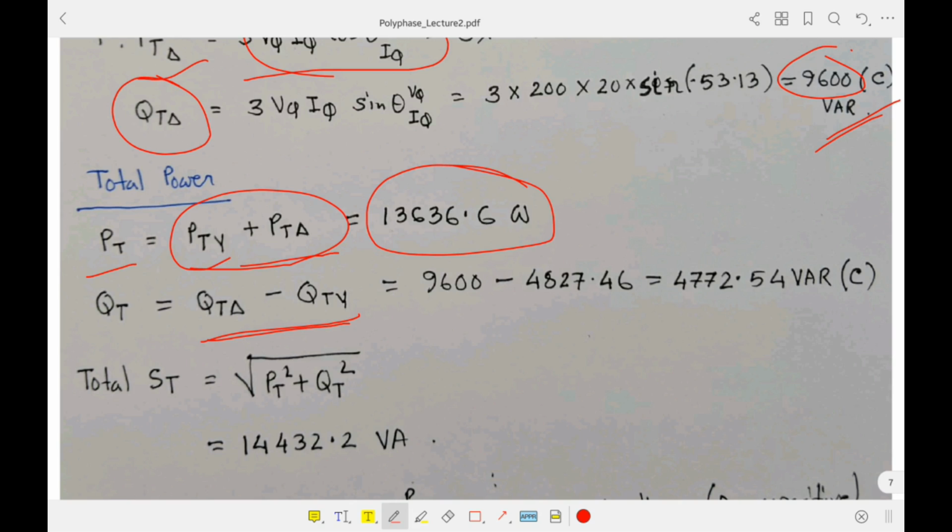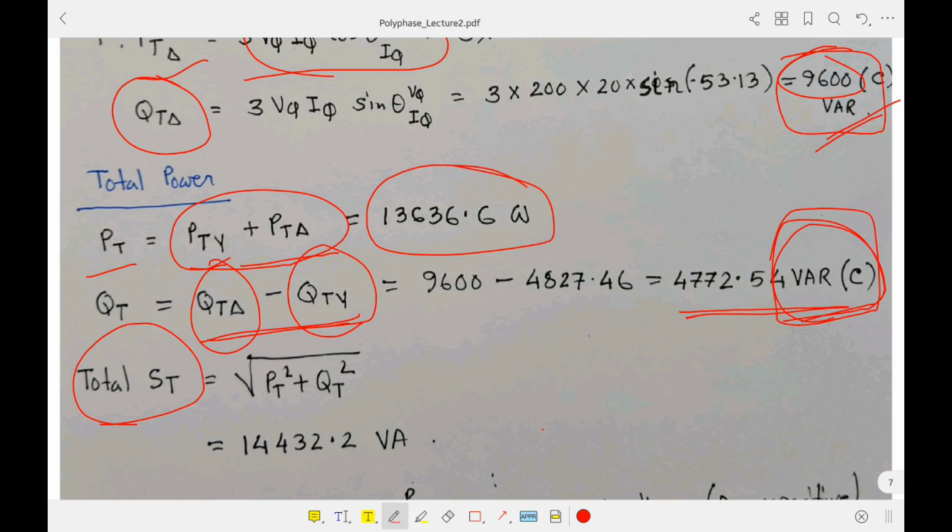And in our calculation, the QT delta for the delta connection, the var is larger as compared to the Y connection. That's why we have written QT delta minus QT Y. Since QT delta is larger, our final expression is in var capacitive. So finally the capacitance effect is present in the circuit, and it is the var that is asked, that is the total reactive power. And then you know that the total apparent power, we can write as square root of PT square plus QT square.